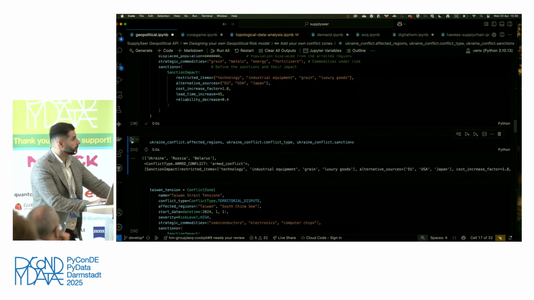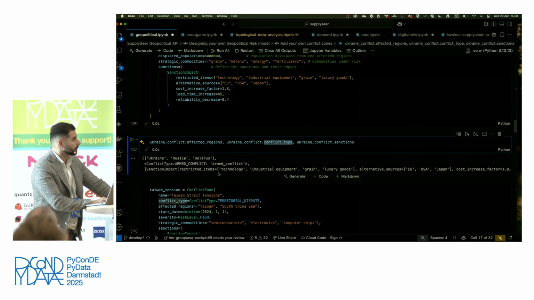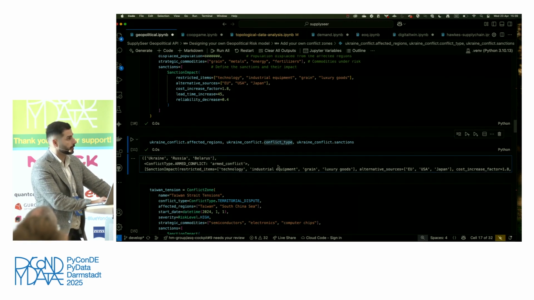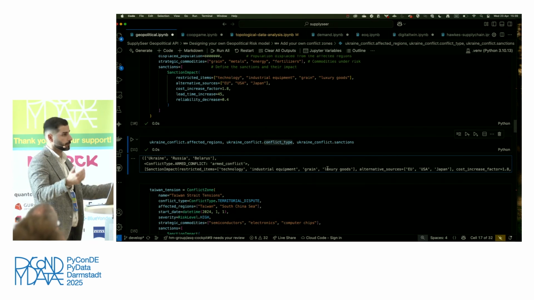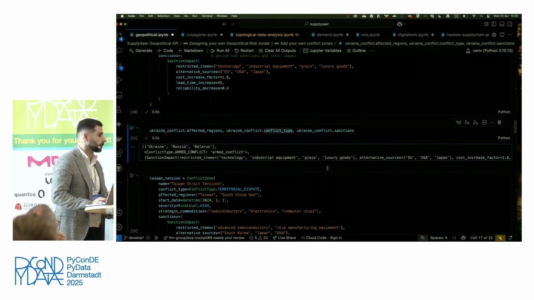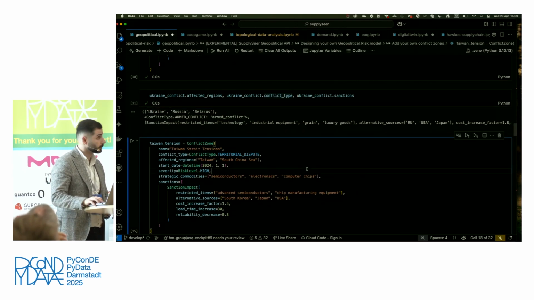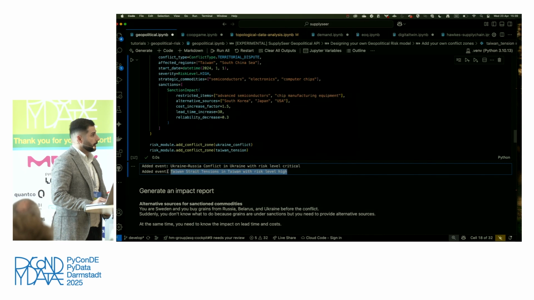Let's look at them. Affected regions: Russia, Belarus, Ukraine. What type of conflict? Armed conflict. This is how you print out what it is. Sanctions impact: technology, industrial equipment, grain, luxury goods. Now, if you have a Gen AI solution, you could combine them together, which just extracts for you automatically. Let's add Taiwan's tension. We do the same thing, but with Taiwan. Added event, Ukraine-Russia conflict in Ukraine with risk level critical. And the added event for Taiwan is with risk level high.